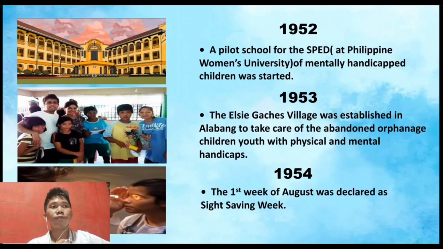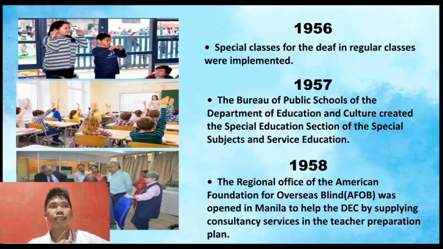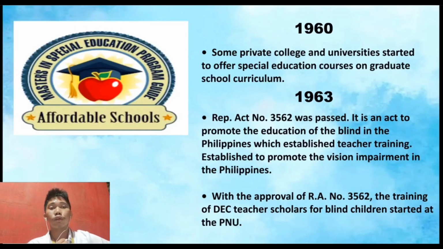And in 1954, the first week of August was declared as Sight Saving Week. In 1956, special classes for the deaf in regular classes were implemented. In 1960, some private colleges and universities started to offer special education courses in the graduate school curriculum. In 1963, with the approval of RA 3562, the training of teachers and scholars for blind children started at PNU.